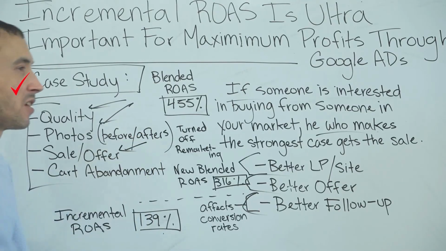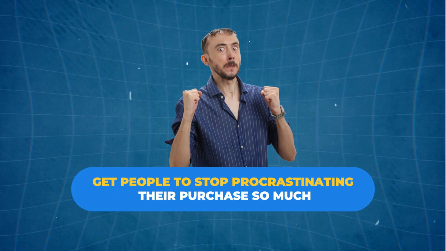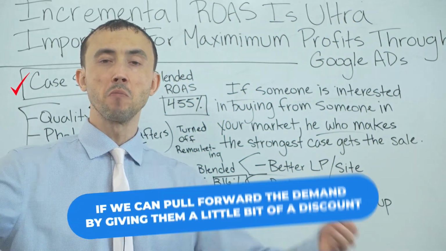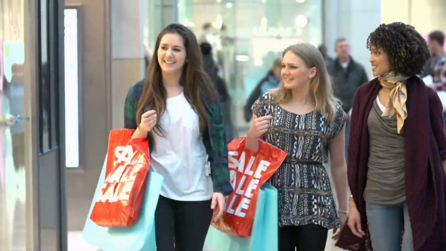We have ads every single month that have a monthly sale on them. St. Patrick's Day sale, summer sale, to build urgency and get people to stop procrastinating their purchase so much. We know they're going to buy from somebody. If we can pull forward the demand by giving them a little bit of a discount, we're going to get way more people to buy. And that's something you should be using on your campaign every time as well.